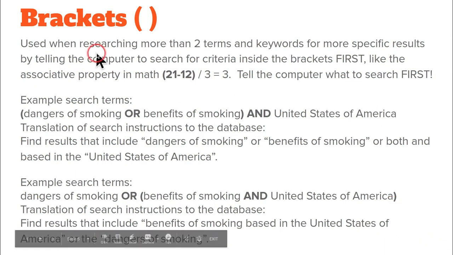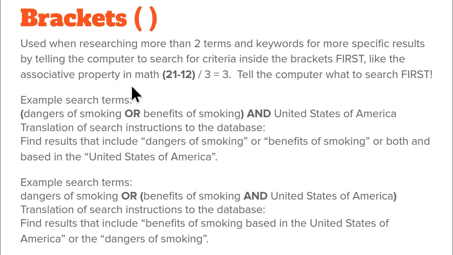Using brackets. So you use brackets in research when you have more than two terms, and it'll produce specific results by telling the computer which criteria to search for first, which would be the information, the criteria listed in your brackets, almost like the associative property in math. So with this equation, 21 minus 12 divided by 3, we have to solve the equation in the brackets first and then finish the rest of the equation. So 21 minus 12 is 9. 9 divided by 3 is 3.